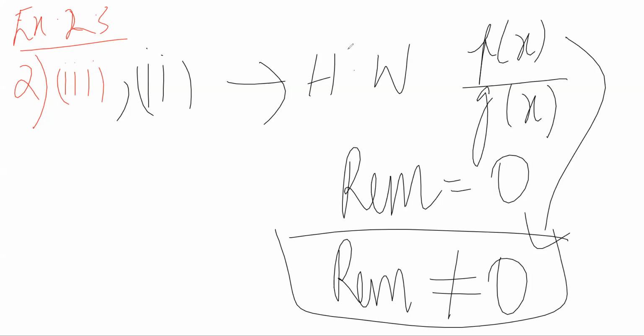If you get remainder as 0, you write p of x is a factor of g of x. And if you get remainder not equal to 0, you must complete it by writing p of x is not a factor of g of x. So now we can move on to the next problem, the third question.